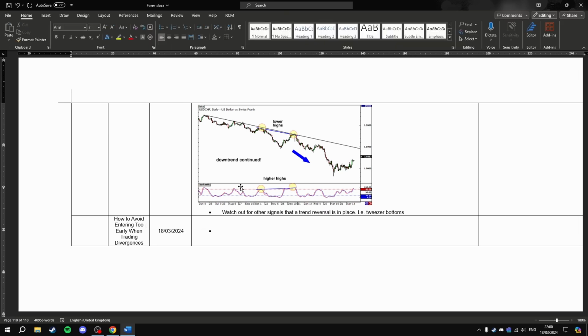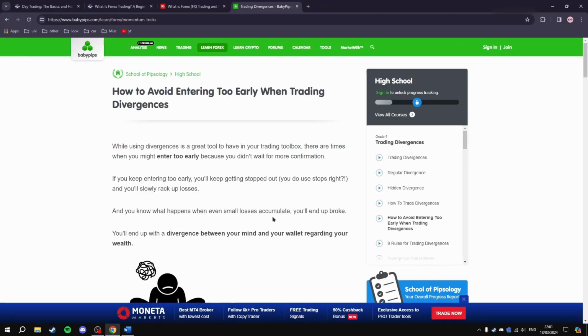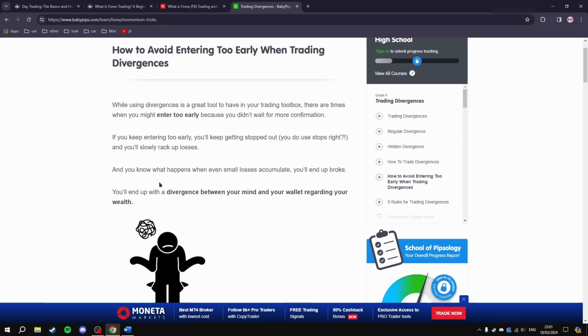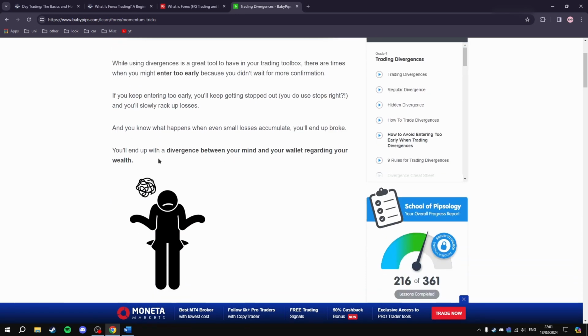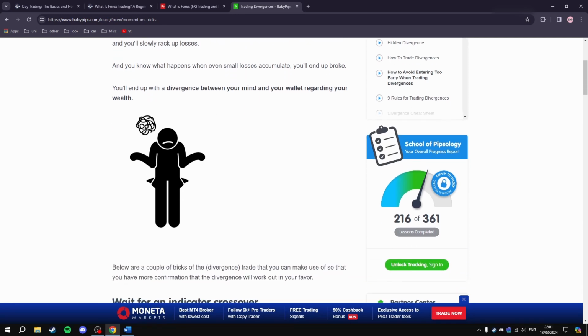Let's get started. Whilst using divergences is a great tool to have in your trading toolbox, there are times where you might enter too early because you didn't wait for more confirmation. If you keep entering too early, you keep getting stopped out. You do use stops, right? And you slowly rack up losses. And you know what happens when even small losses accumulate? You end up broke. You'll end up with a divergence between your mind and your wallet regarding your wealth.